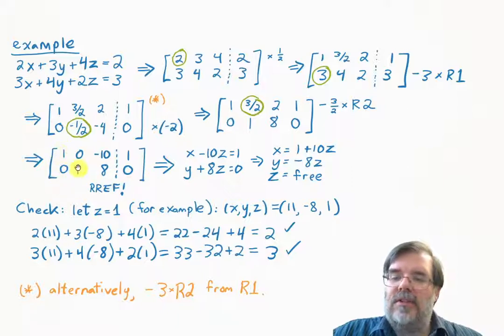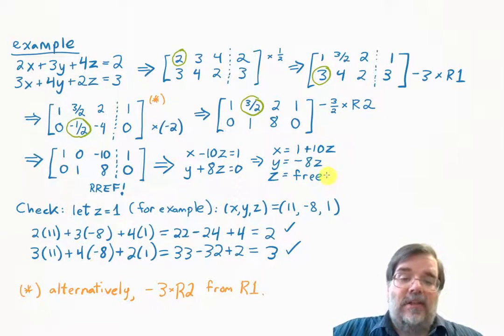Right? We've got our 1s at the beginning of each row, 0s above and below the 1s. If we write this as a system of equations, we have x minus 10z equals 1 and y plus 8z equals 0. So in this case, we can write x and y in terms of z, and z has no equation which forces it to have any value. So z is a free variable, x is 1 plus 10z, and y is negative 8z. Right? So that's the solution to this equation. You can just say z equals free.